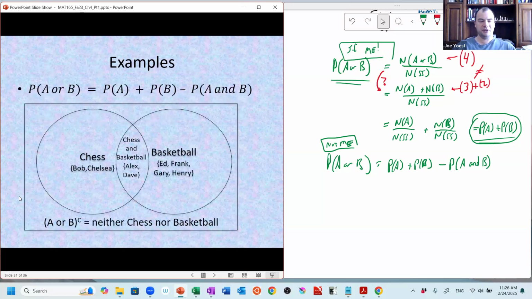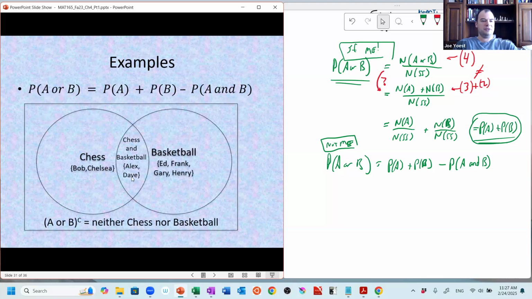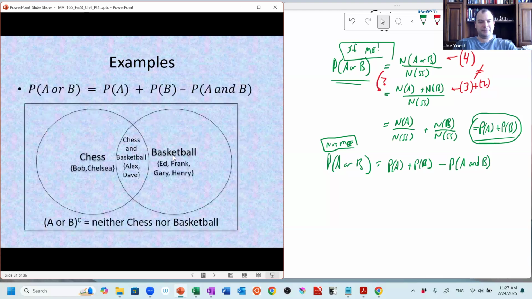So then we have to ask, okay, if you're on both the chess club and the basketball team, raise your hand. There were 2 of them. So we have to subtract off those 2 folks that are on both, right? Alex and Dave got counted twice, once with the chess folks, once with the basketball folks. So we've got to subtract them off once each. So 4 plus 6 is 10, minus 2 is 8. 8 out of 50, or 16%.